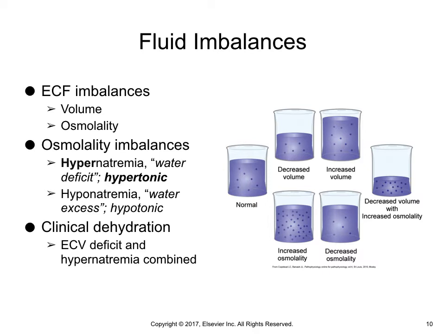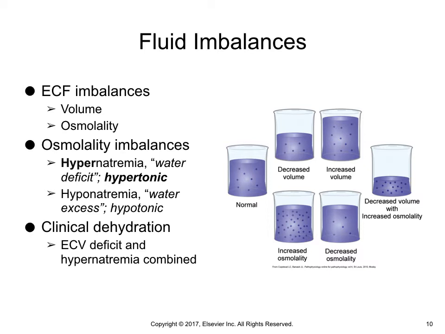Hyponatremia, also called water excess or water intoxication, is a hypotonic condition. It arises from gain of relatively more water than salt or loss of relatively more salt than water. The excessively dilute condition of interstitial fluid causes water to enter cells by osmosis, causing the cells to swell. Signs and symptoms of cerebral dysfunction occur when brain cells swell. Extracellular volume deficit and hypernatremia often occur at the same time. This combination is called clinical dehydration.